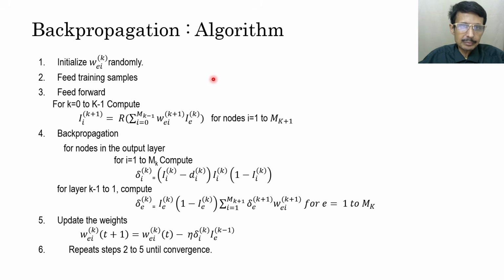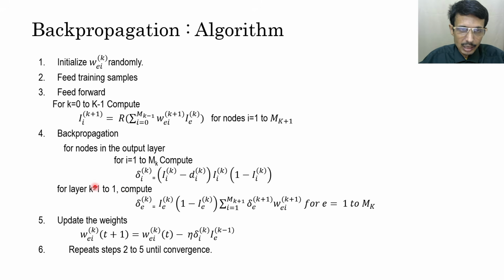Now if we summarize this in algorithmic form, we initialize the weights, feed forward, and feed training samples. In the feed forward network, i(k+1) is equal to i(k) plus 1. We can use this as the forward formula. And then we go to the backpropagation. At the output layer, delta of i is equal to the loss derivative. And that's what we have.